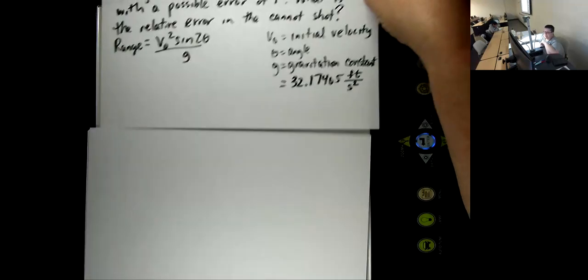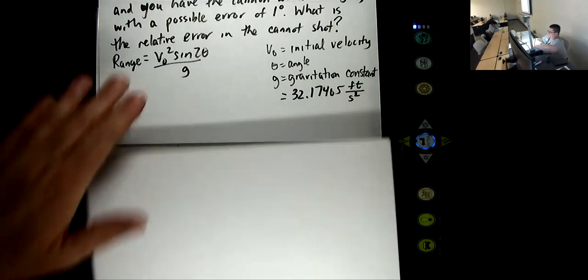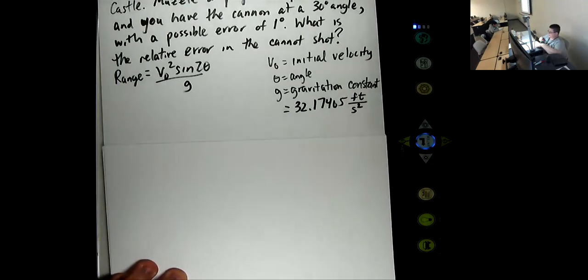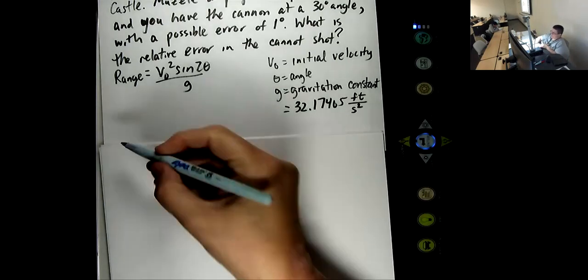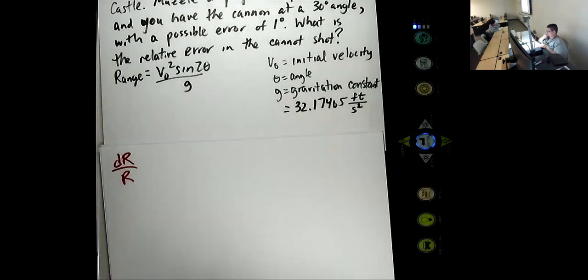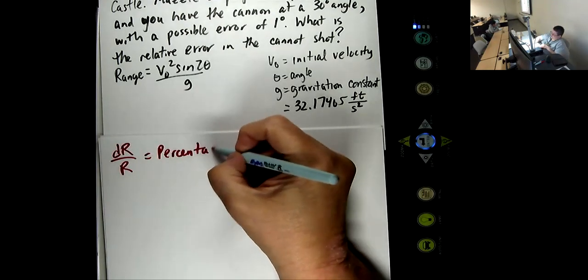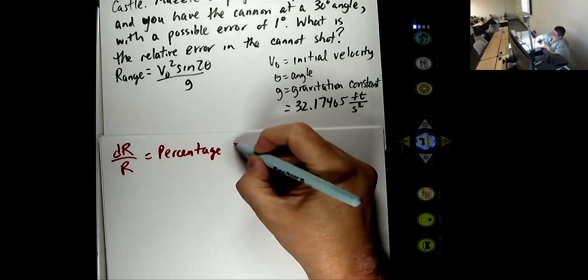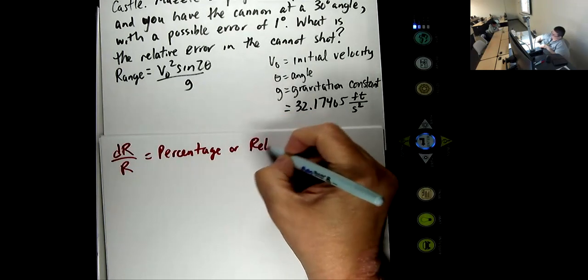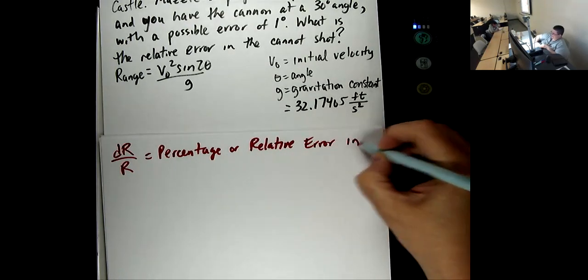So to do the relative error, we need both the range and then the possible error in the range. So we're looking for dr over r. That is our percentage error or relative error in cannon shot and in shot range.